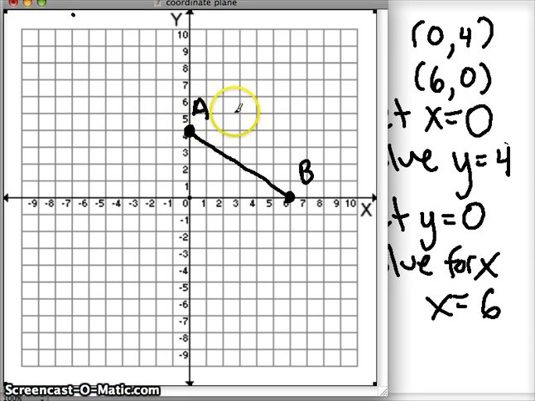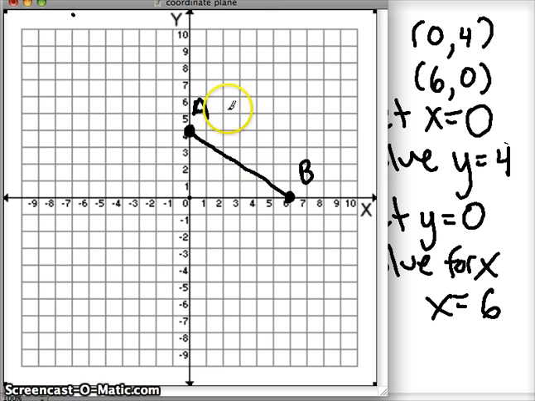You find where the graph, if x was 0, where does it intersect the y? Well, at 4. And if the y is 0, where does it intersect the x-axis? Well, at 6. And so we know at least those 2 points on the line, and we can connect 2 points by a line.